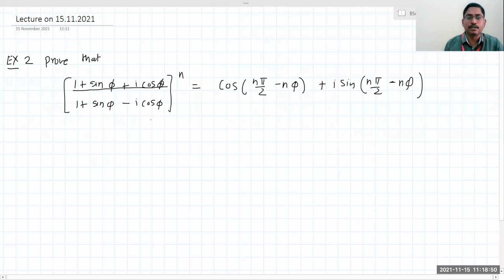On the left hand side, we cannot apply De Moivre's result directly because of this 1 plus sin phi. It's not adequate to apply De Moivre's theorem. So it is better to simplify the numerator and denominator separately. In the numerator and denominator, only the sign differs. The denominator is the conjugate of the numerator: cos phi has a negative sign in the denominator and a plus sign in the numerator.